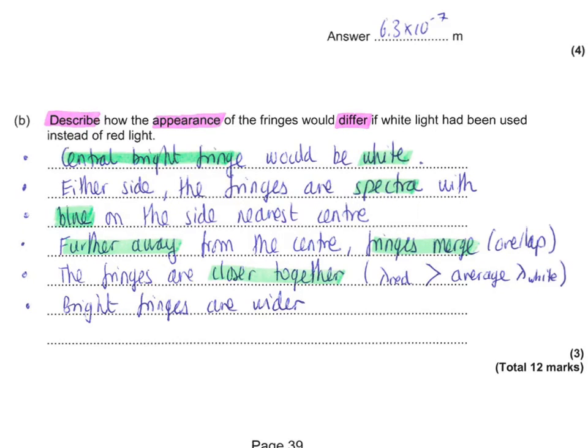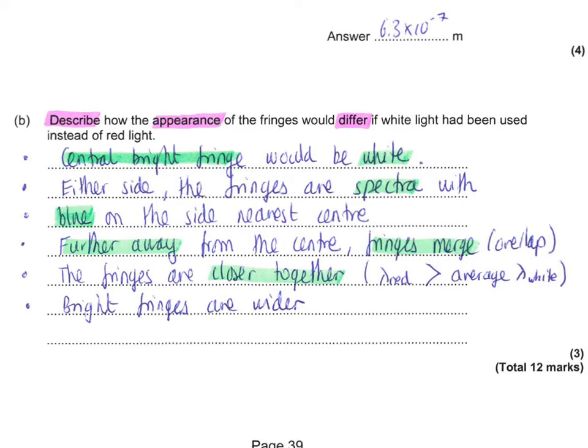How would the appearance of the fringes differ if we'd used white light? So if we're describing, we're not trying to explain anything now, it is just to describe what we get if we had white light. Now the central fringe occurs because we've got 0 path difference. Now 0 path difference will be 0 wavelengths, whatever the wavelength. So we still get a central bright fringe, which would be white.